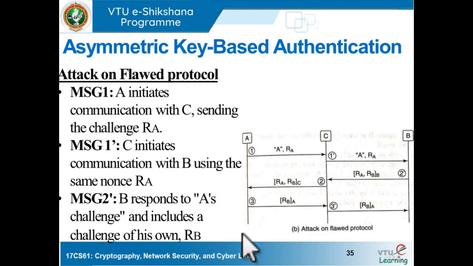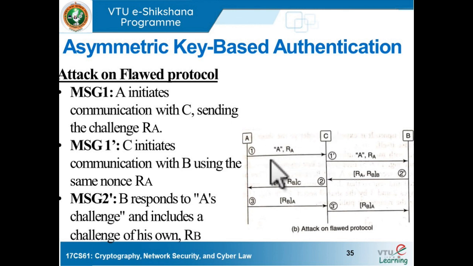Now let's see how an attacker is able to deploy himself into this scenario. A initiates the communication with the first message, and this message is actually intended for B. Now what is A saying? A is sending its identity along with a challenge which is called RA. This is a nonce that is sent from A to B.